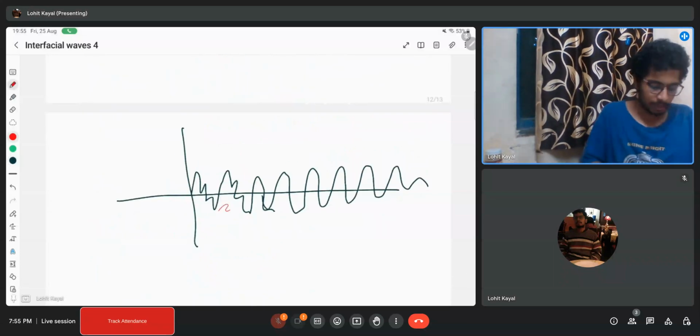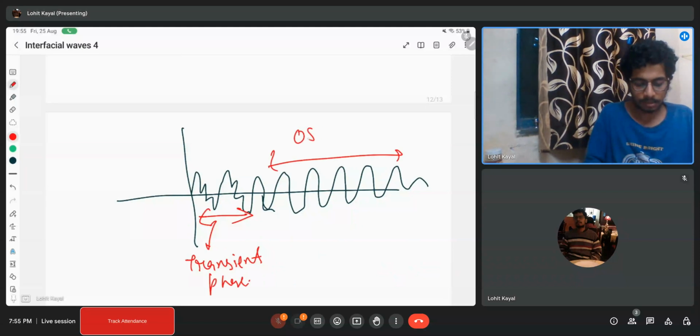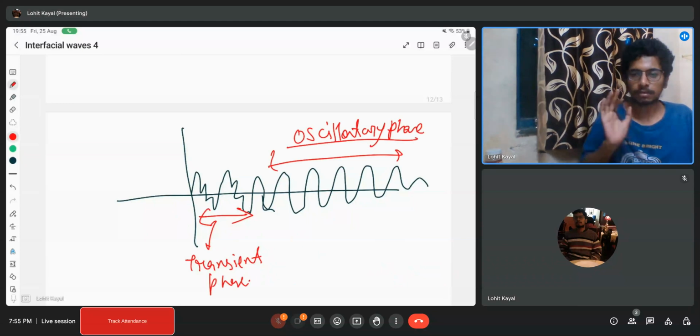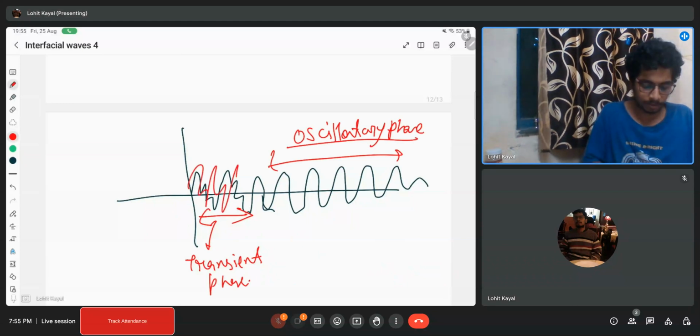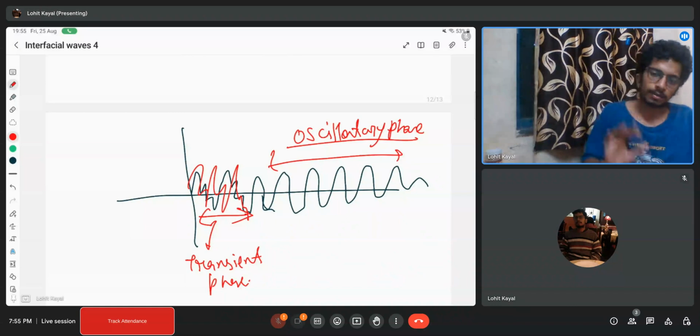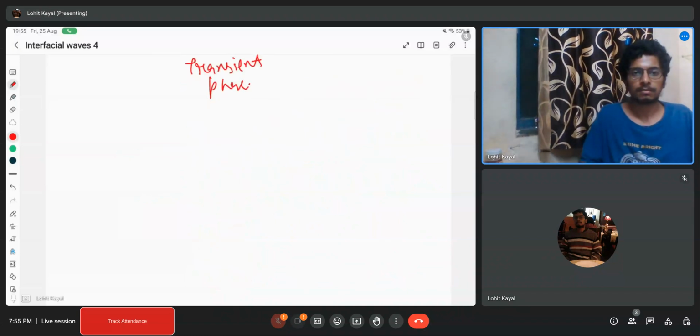So it will have some initial transient period. This is called a transient phase, and this is the oscillatory phase, right? So this is a kind of solution. Initially there will be some transient signal, some bizarre signal, and later it will be a simple sinusoidal oscillation. Okay, now let's go to the next question.